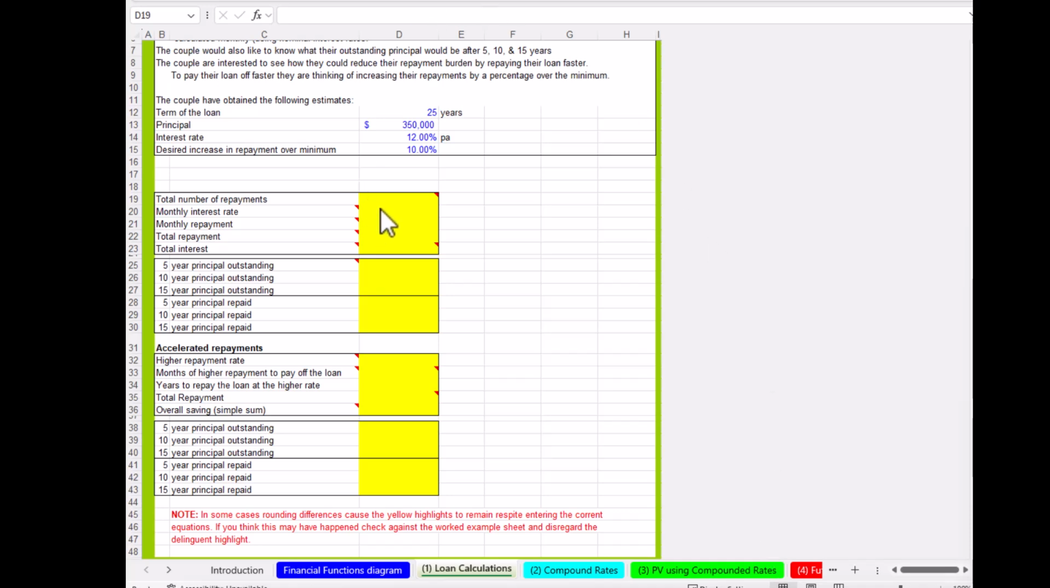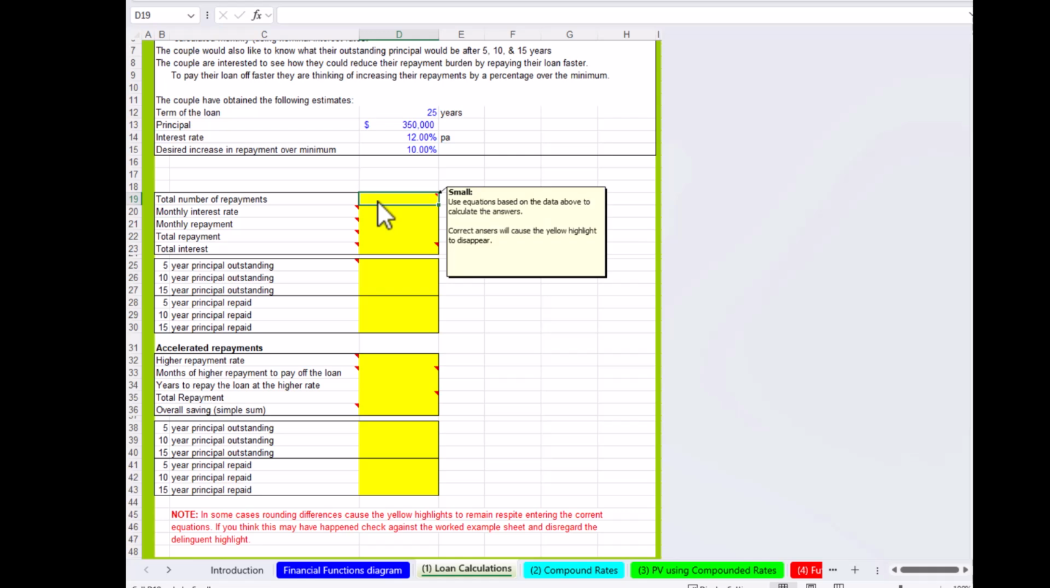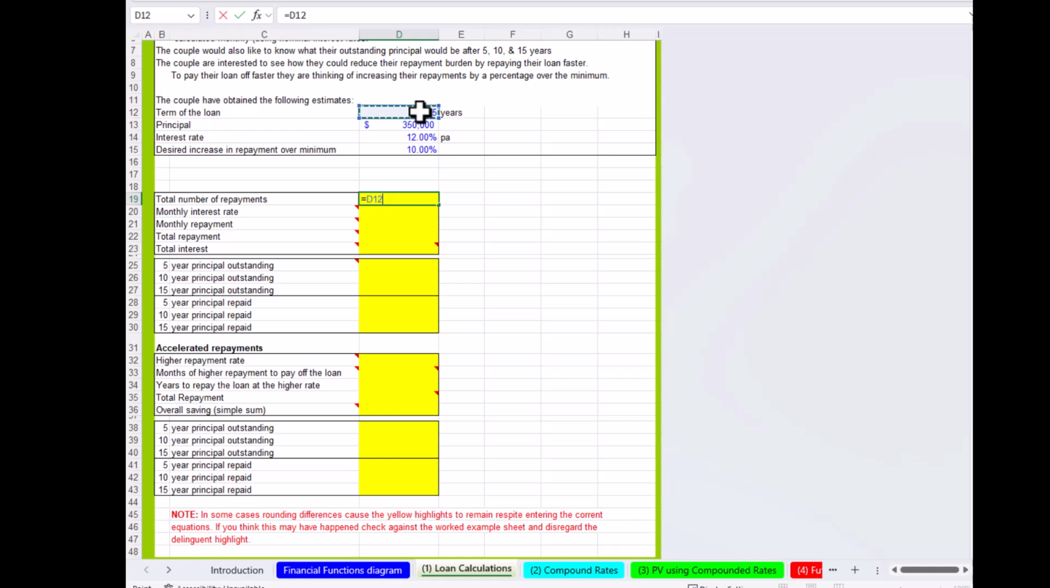Let's work down what has to be calculated. The first thing we have to do is work out the total number of payments. These are the total monthly payments. To do that, we're going to insert an equation which is equals 25, with the number of years, multiplied by 12, which is the number of months in a year, and it gives me 300. And by entering 300, the yellow highlight disappears, telling me that I have the correct answer.